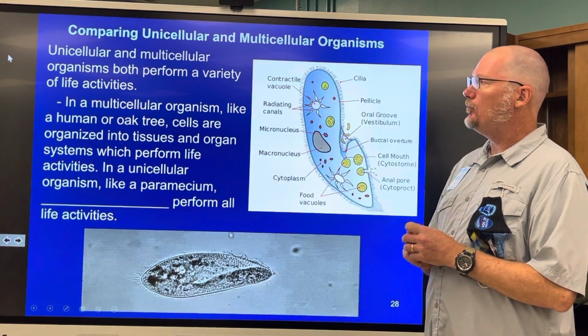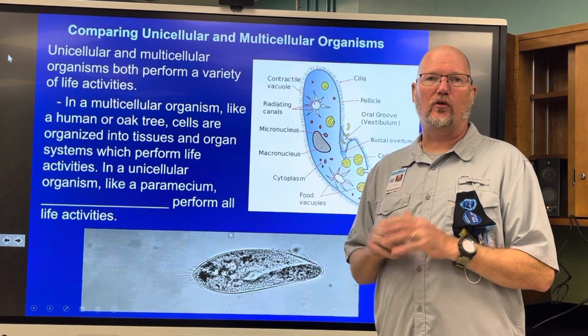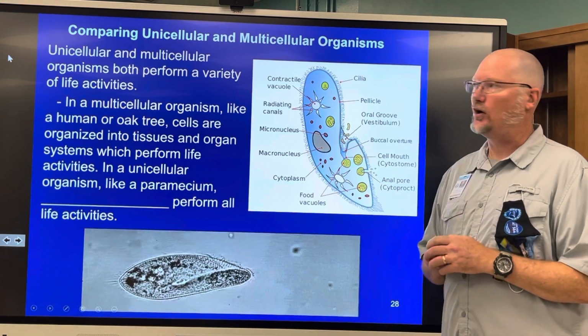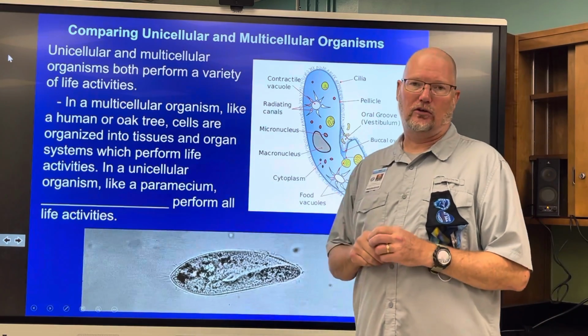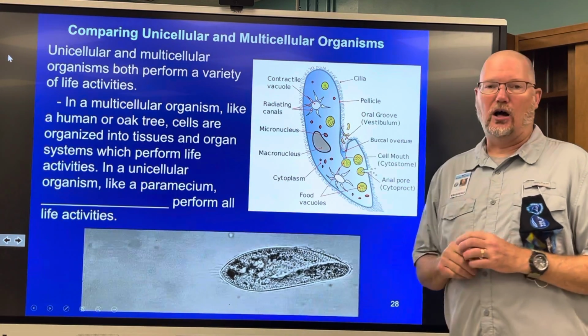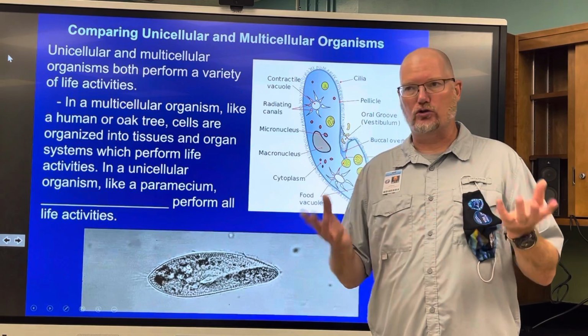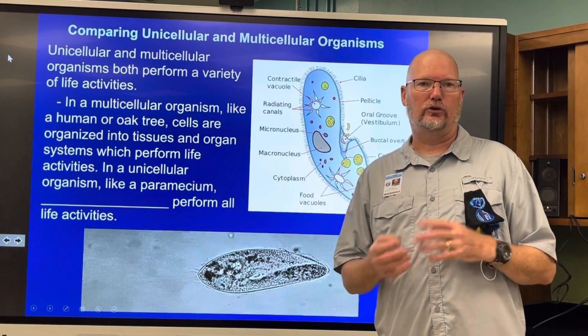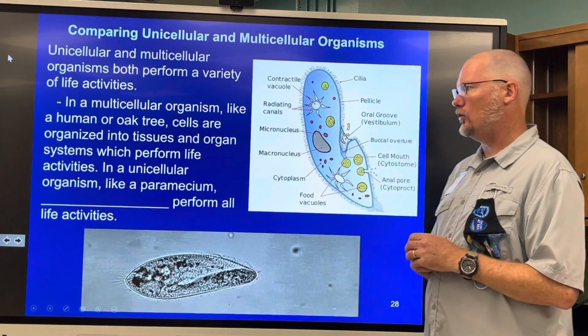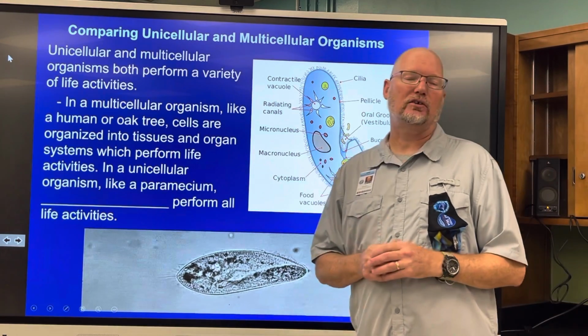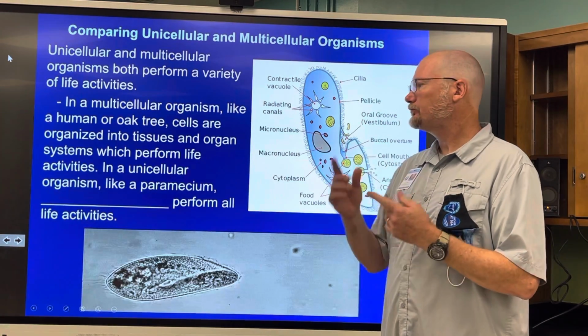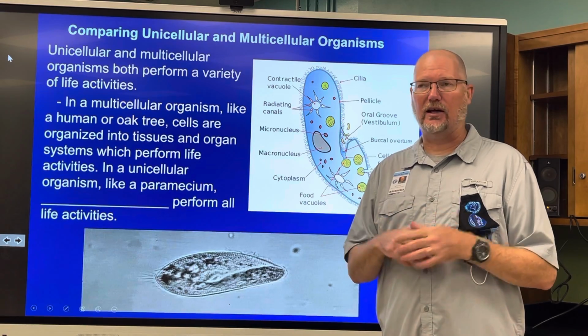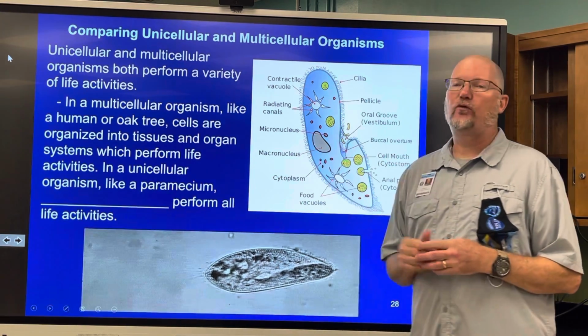So both organisms perform a variety of life functions. In multicellular organisms, like us, or an oak tree, or a whale, or your pet cat or dog at home, okay? The cells are organized into tissues and organ systems, we discussed that last time, which perform life activities.